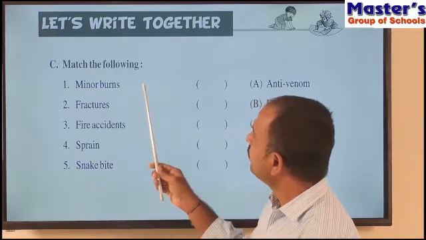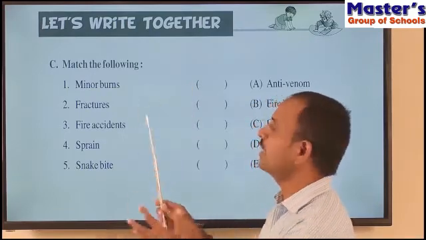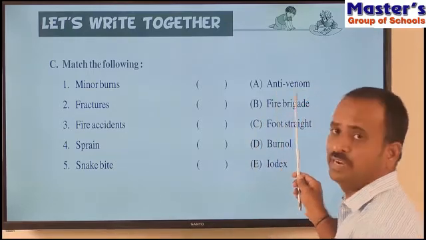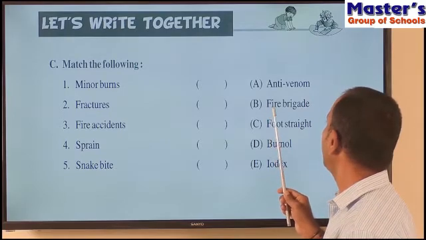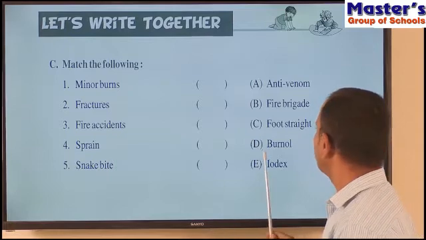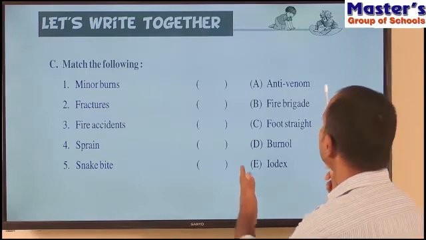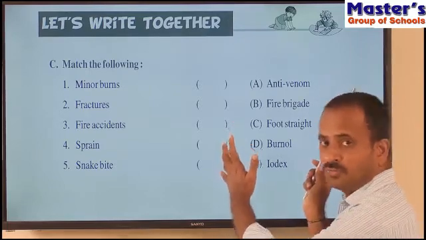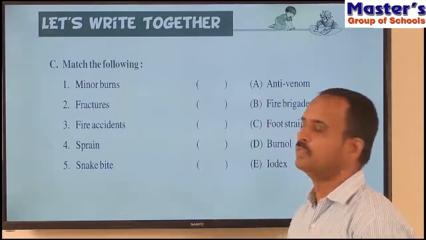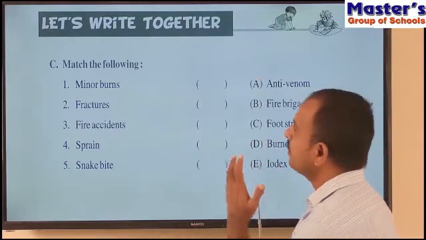So that means the words given on the left side represent some injuries and accidents. And read the words given on the right side. The first one is antivenom, the next one is fire brigade, the third one is foot straight, the fourth one is Burnol, and the fifth one is Iodex. That means these words are related to these injuries and accidents. These give relief. That means these are the first aids for these.